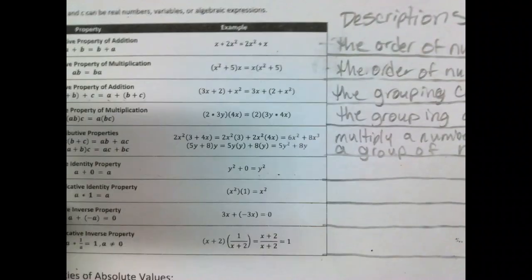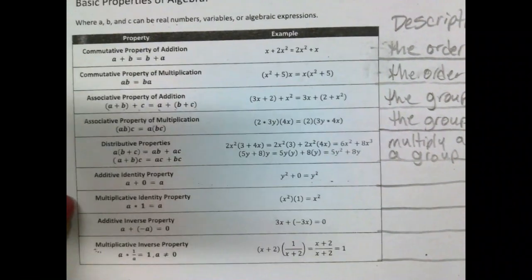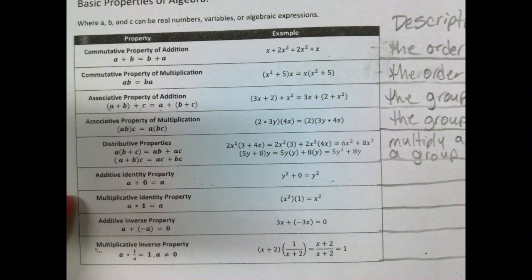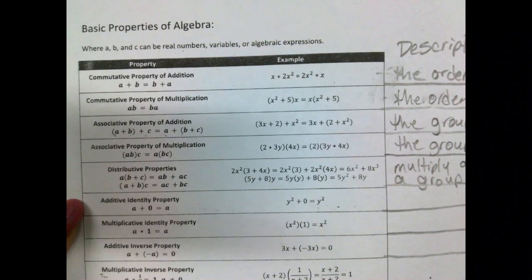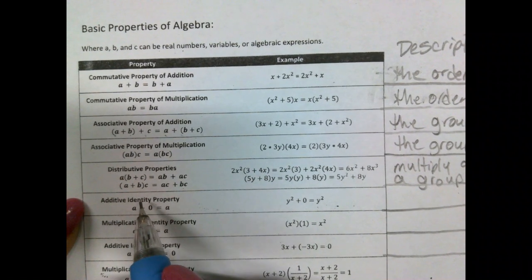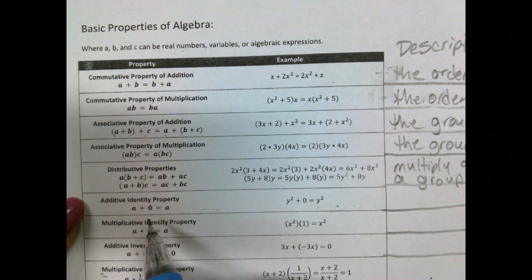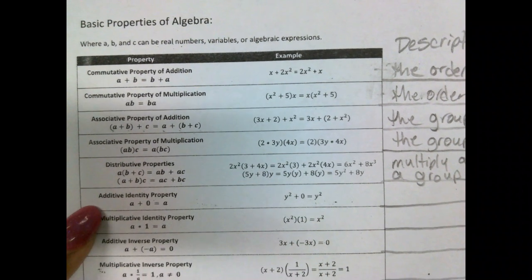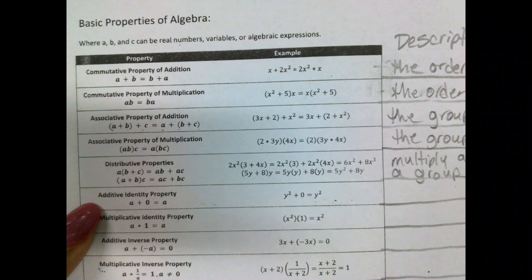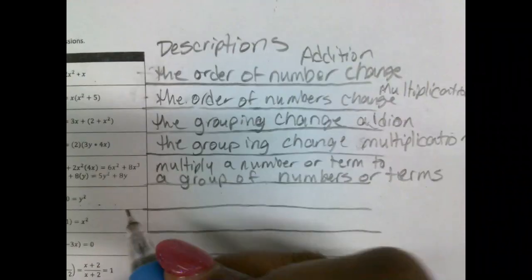What about the additive identity property? Why do you think it's called the additive property, first of all? Because they're using addition. And what about identity? Why do you think they're saying that it's the identity property? Did the identity change? So the identity property is anytime you add zero to any term or number, does it change? No.